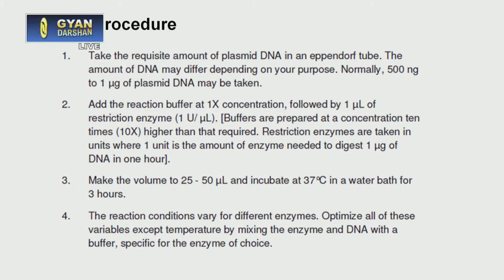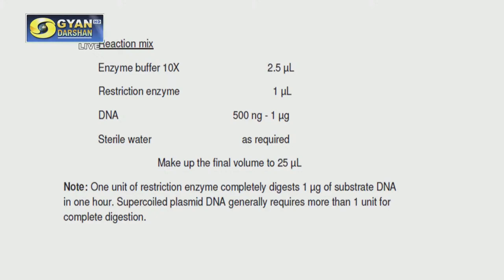So the reaction conditions vary for different enzymes. This is what you can see, how you are setting the reaction mix, as I told, with enzyme buffer. Here I have shown a 25 microliter reaction mixture. I have taken buffer 2.5 microliter, restriction enzyme 1 microliter, DNA 500 nanogram to 1 microgram, and sterile water as required, and you make up the volume to 25 microliter. You can even make up the volume to 50 microliter. In that case, you have to use 5 microliter buffer, as I said.